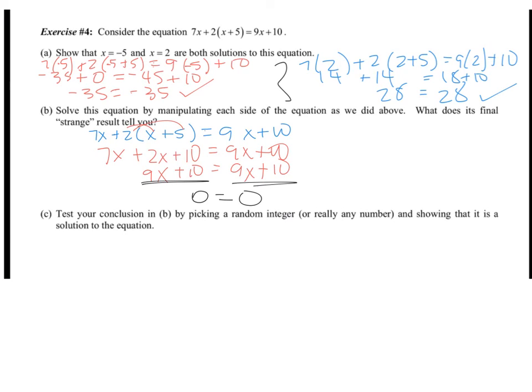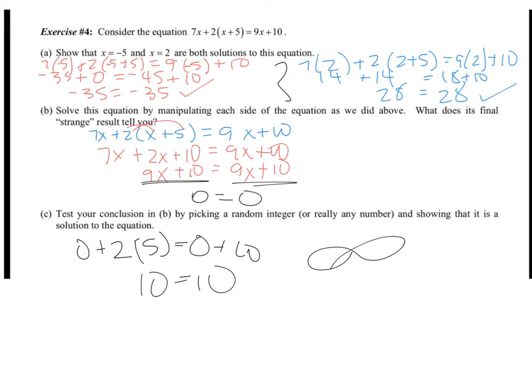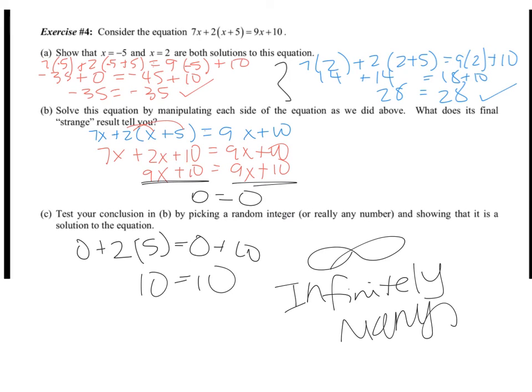So if I were to pick any other number, it would work. So if I put 0 in there, then I would have 0 plus 2 times 5, because 0 plus 5 is 5, equals 0 plus 10. I now have 10 equals 10, which is true. So no matter what number I put in there, I will end up with a statement that is true, because any real number, or infinitely many, so any number, an infinite amount of numbers that you put in there would always make it true.